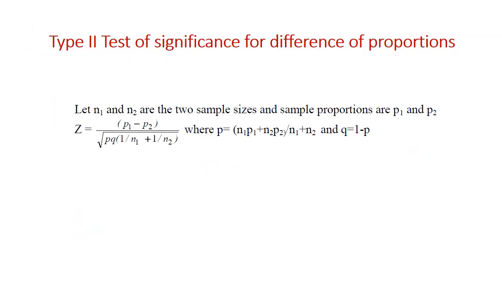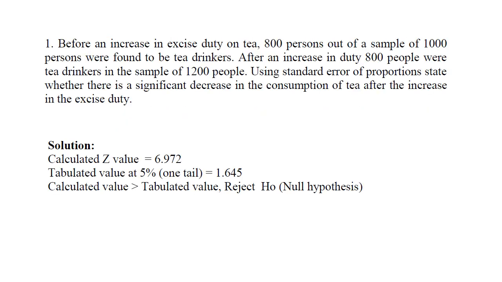Next, we are going to see the test of significance for difference of proportions. Let N1 and N2 be the two sample sizes and the sample proportions be P1 and P2, such that Z equals P1 minus P2 divided by root of PQ into 1 by N1 plus 1 by N2, where P is equal to N1 P1 plus N2 P2 by N1 plus N2, and Q is equal to 1 minus P. So let us see a sum based on this type.